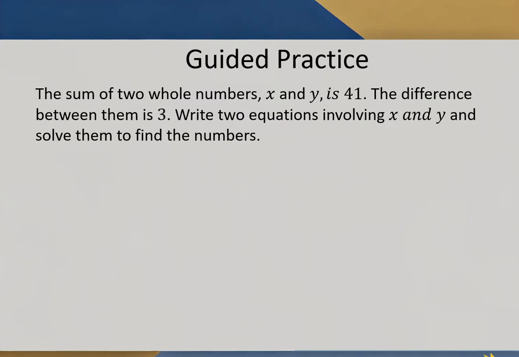With the second question, the sum of two whole numbers, x and y, is 41. The difference between them is 3. Write two equations involving x and y and solve them to find the numbers. So the same thing applies here.